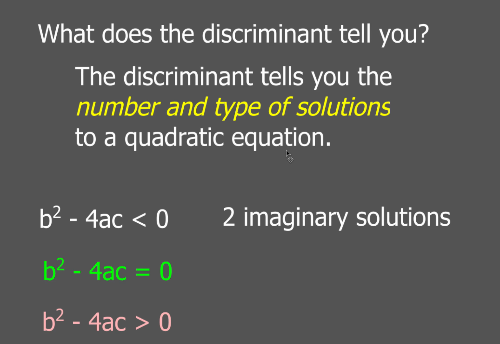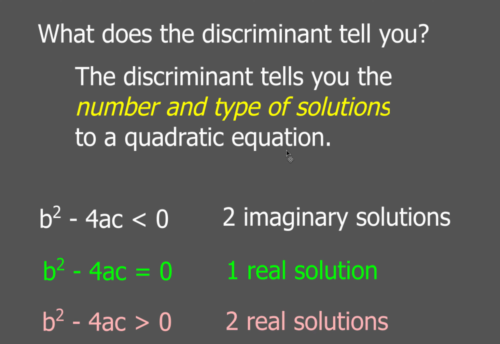Now, when b squared minus 4ac is negative, you have 2 imaginary solutions. If b squared minus 4ac equals 0, you have 1 real solution, and sometimes this is called a double root. Now, if b squared minus 4ac is positive, if that value is greater than 0, then you have 2 real solutions.